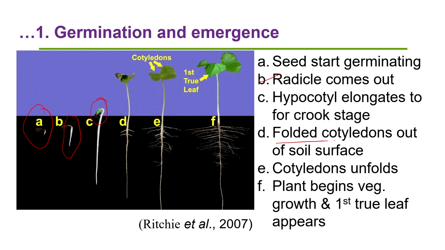In D, you see folded cotyledons out of the soil surface. So these cotyledons are out of the surface and they are folded. They are not fully open. Then E, cotyledons unfold or they open. Now they are fully open, these cotyledons. And then in the F picture, you see the plant begins vegetative growth and the first true leaf appears. So you can see here the first true leaf appears here. So this is how germination and field emergence happens in the case of cotton crop.